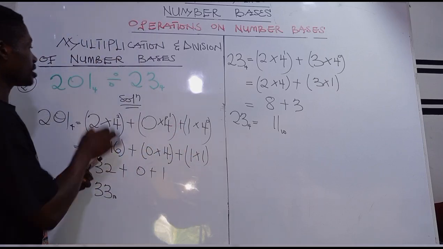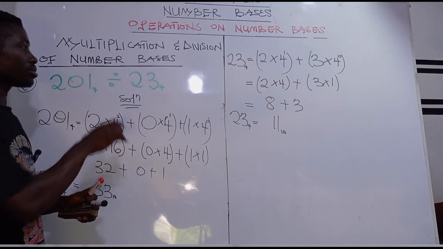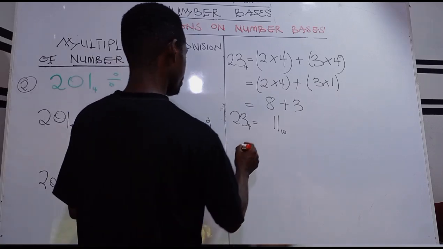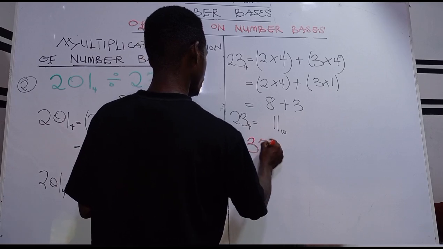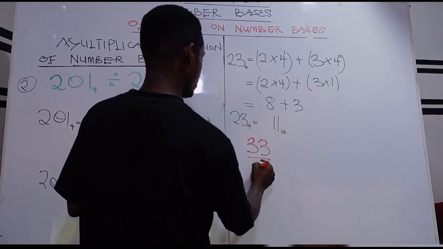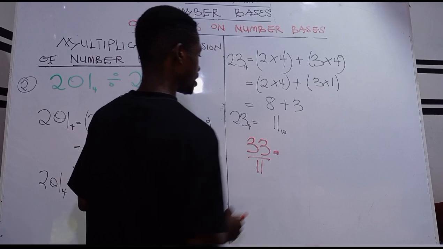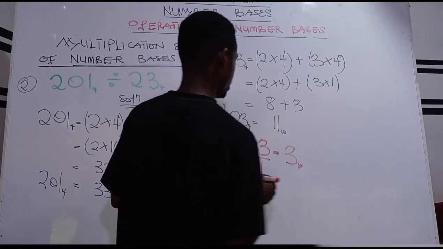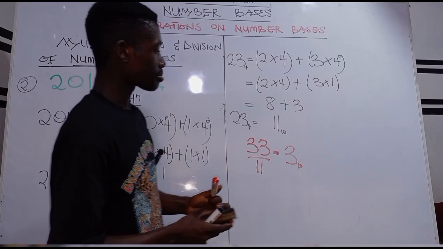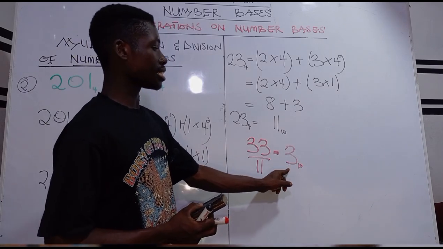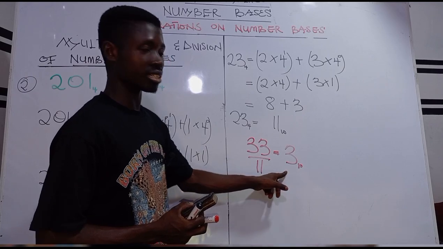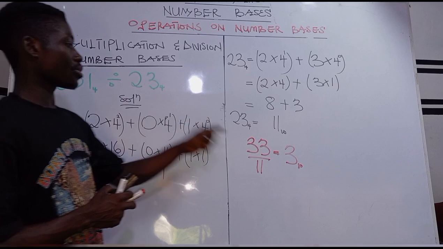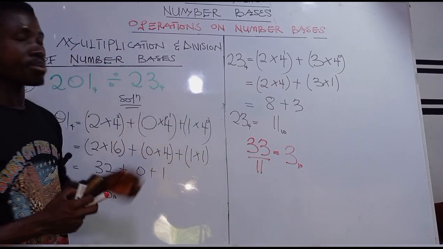After converting them to base 10 numbers, we perform the division in base 10. So we have 33 divided by 11, and this gives us 3, all of them in base 10. Good. After performing the division in base 10, we convert the final answer to the required base. So we are going to convert 3 to a base 4 number.